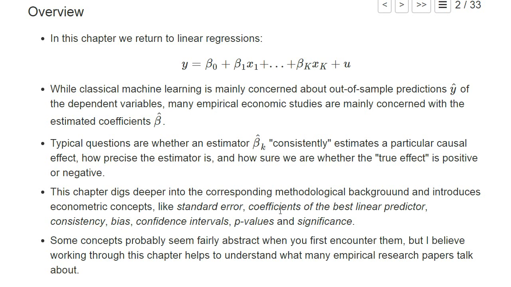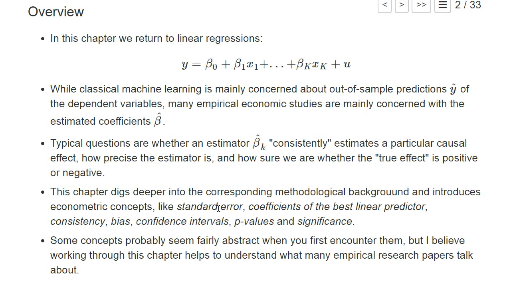standard error, coefficients of the best linear predictor, consistency, bias, confidence intervals, p-value, significance, and some more concepts. Some of those concepts you probably have heard before, some you may hear for the first time, and I think when one typically encounters these concepts, they may seem fairly abstract, and it's really not clear what exactly they mean and why we need them. But I think in econometrics and empirical economics, you really have to learn by repeating these concepts and seeing them in different examples. And in the end, your understanding will grow, I guess, every time you study such a concept.